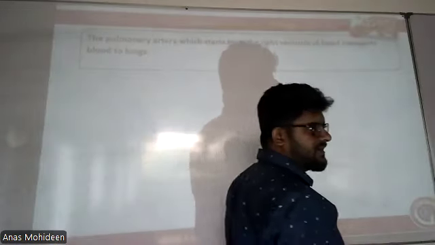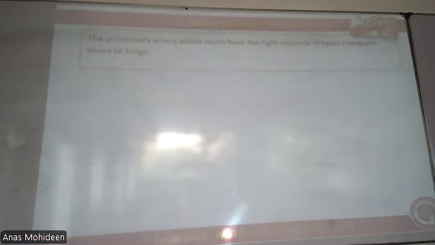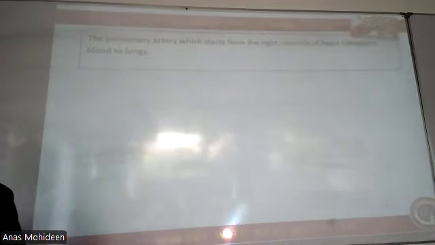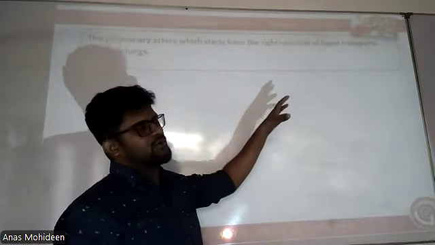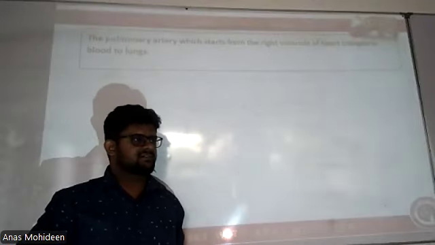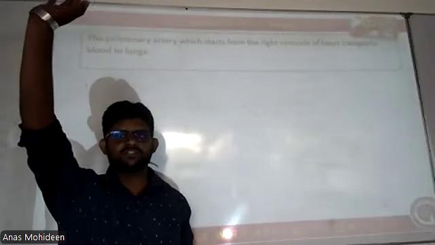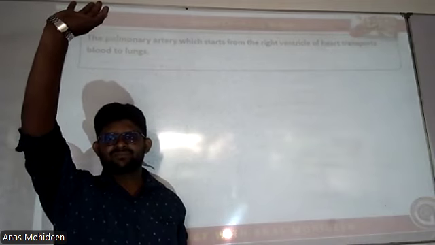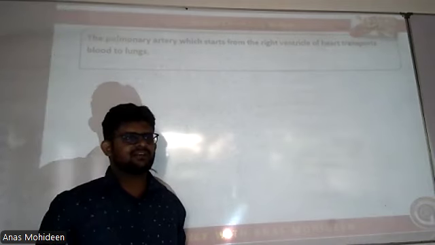Can you remember the type of blood carried, starting from the right ventricle of the heart to transport blood to the lungs? What is the type of blood? Is it oxygenated or deoxygenated blood? Tell me this. Oxygenated blood? Is that so? Deoxygenated, oxygenated. Who is having oxygenated? Who is having deoxygenated?